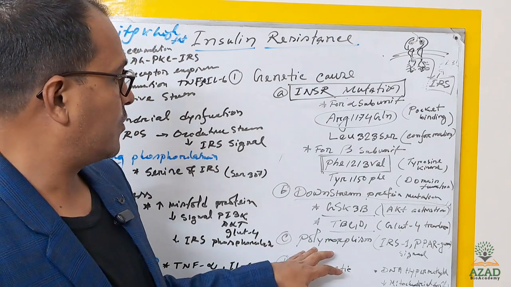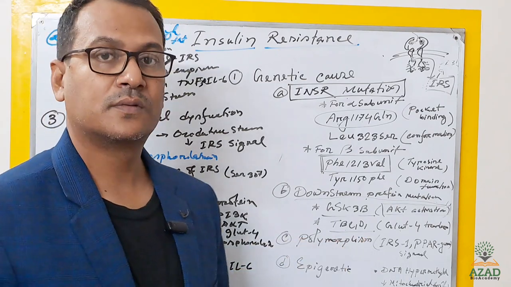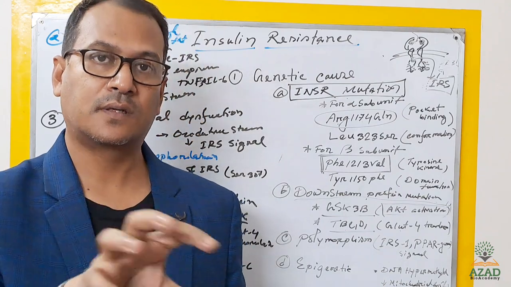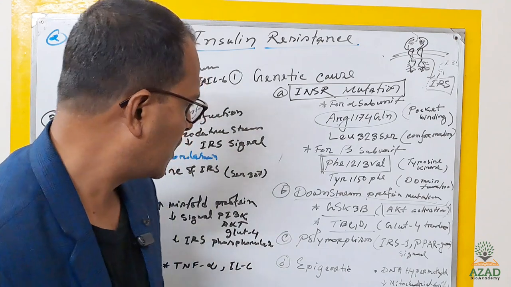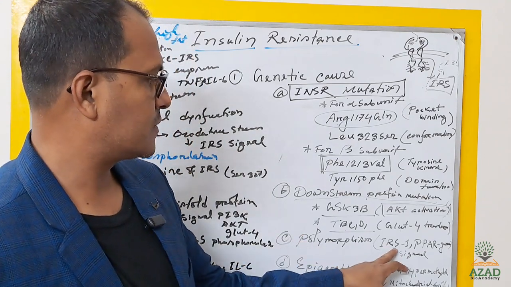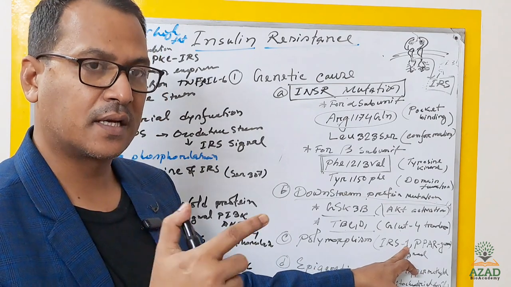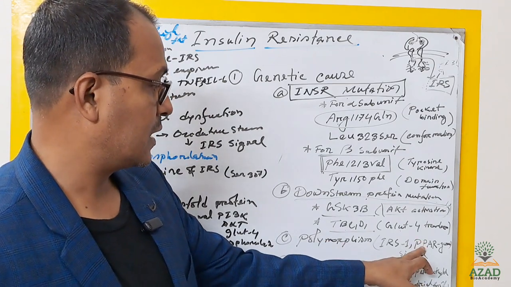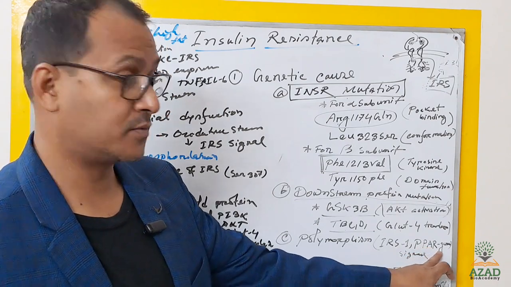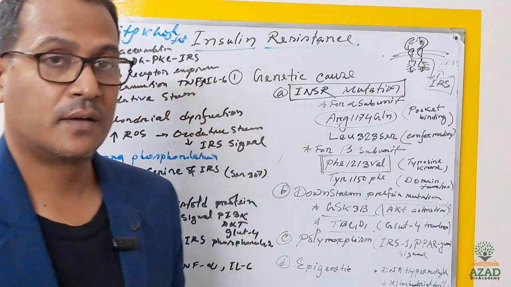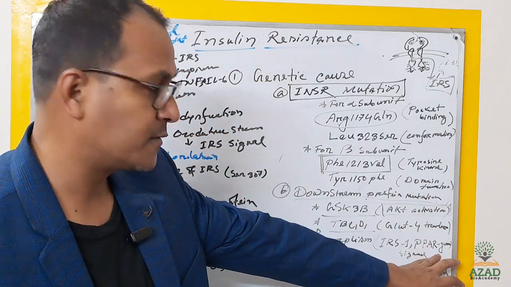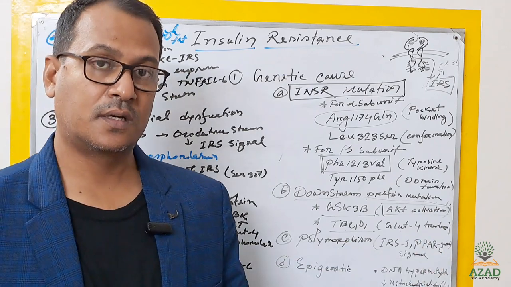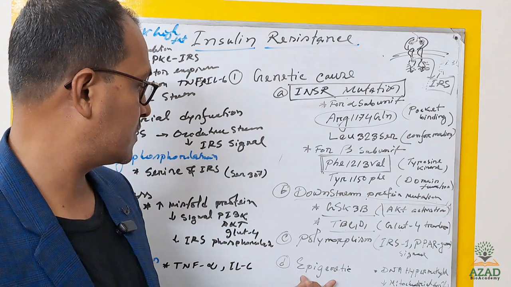Another problem is polymorphism, genetic polymorphism actually. A gene can express in multiple ways, and that can show different functions. Like that, some genes such as insulin receptor substrate 1 can express in multiple ways, and that can create problems for the signaling pathway. Another one is the peroxisome proliferator activated receptor gamma. If that gene function is hampered by polymorphic activities, that can hamper the insulin signaling pathway.